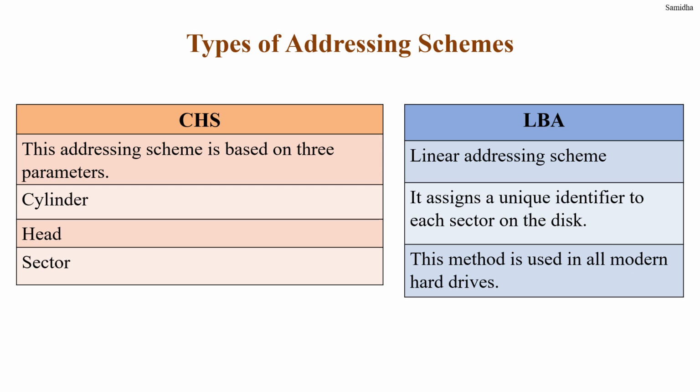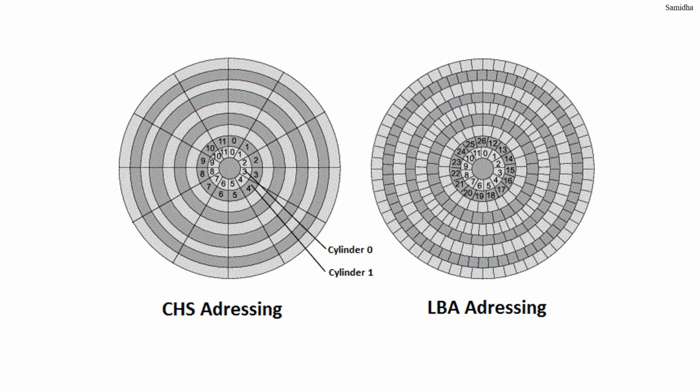Next is LBA, logical block addressing. This is a linear addressing scheme. It assigns a unique identifier to each sector on the disk, and it is used in modern hard drives. In this method, a linear way of addressing is performed, assigning a unique address to each block of data. We'll see this by looking at the image.